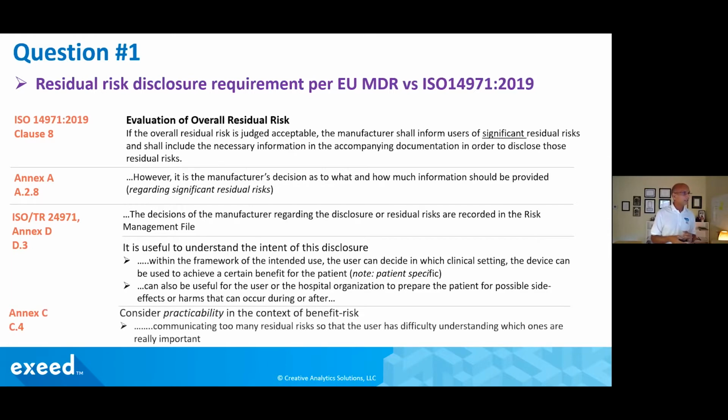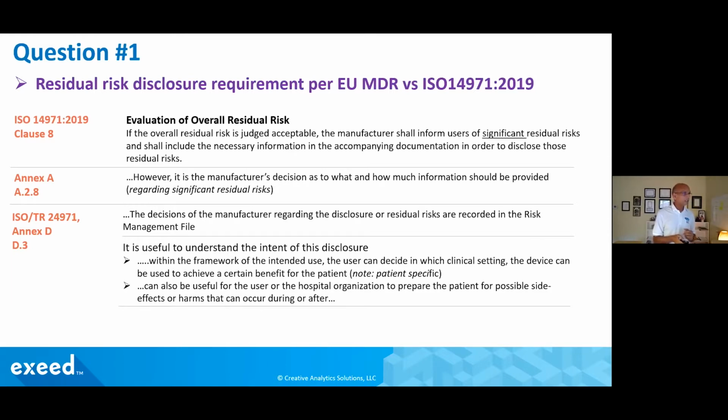And finally, two things. I think it is useful to understand the intent of the disclosure in the context of why they are asking us to disclose this. This is in TR 24971. Within the framework of the intended use, the user can decide in which clinical setting the device can be used to achieve a certain benefit for the patient. So we are helping them make patient-specific decisions in a clinical setting by disclosure of these residual risks.